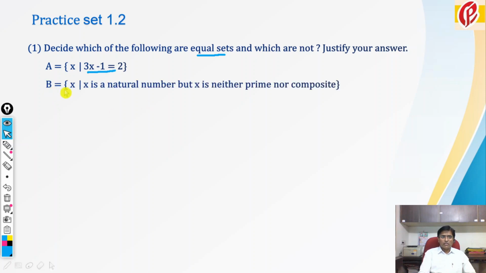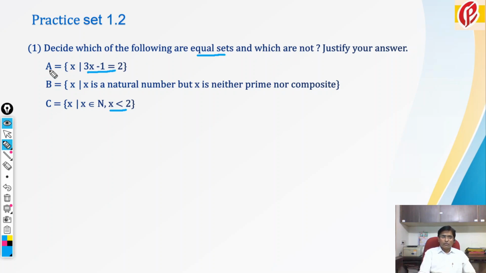The second set is B is equal to {x such that x is a natural number but x is neither prime nor composite}. Next, set C is equal to {x such that x belongs to N and x is less than 2}. This is the condition given: x less than 2. Now we have to find, from these three sets, which sets are equal and which are not.